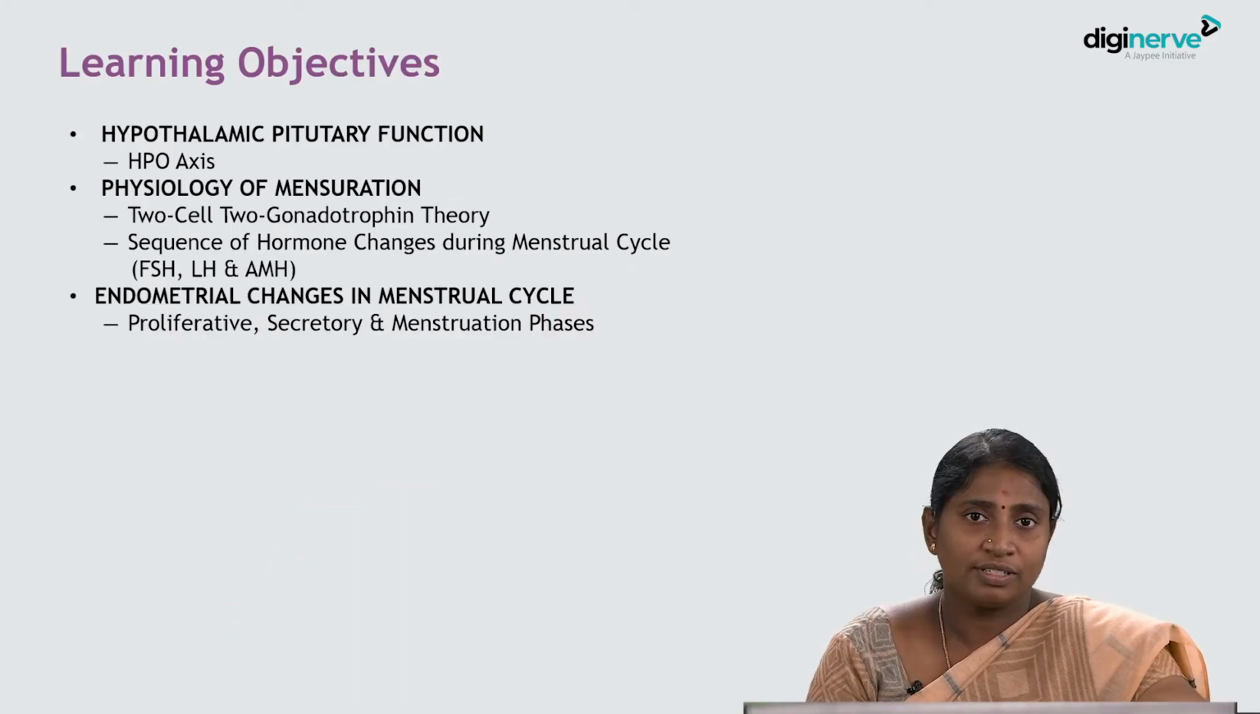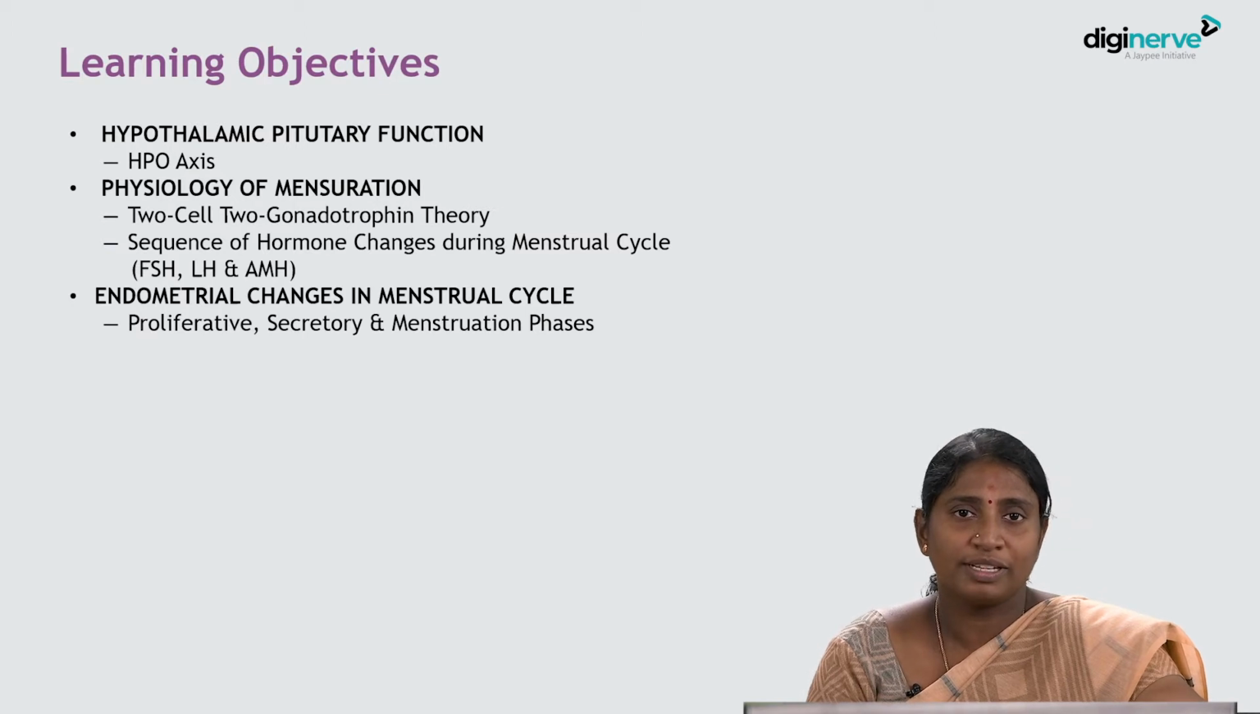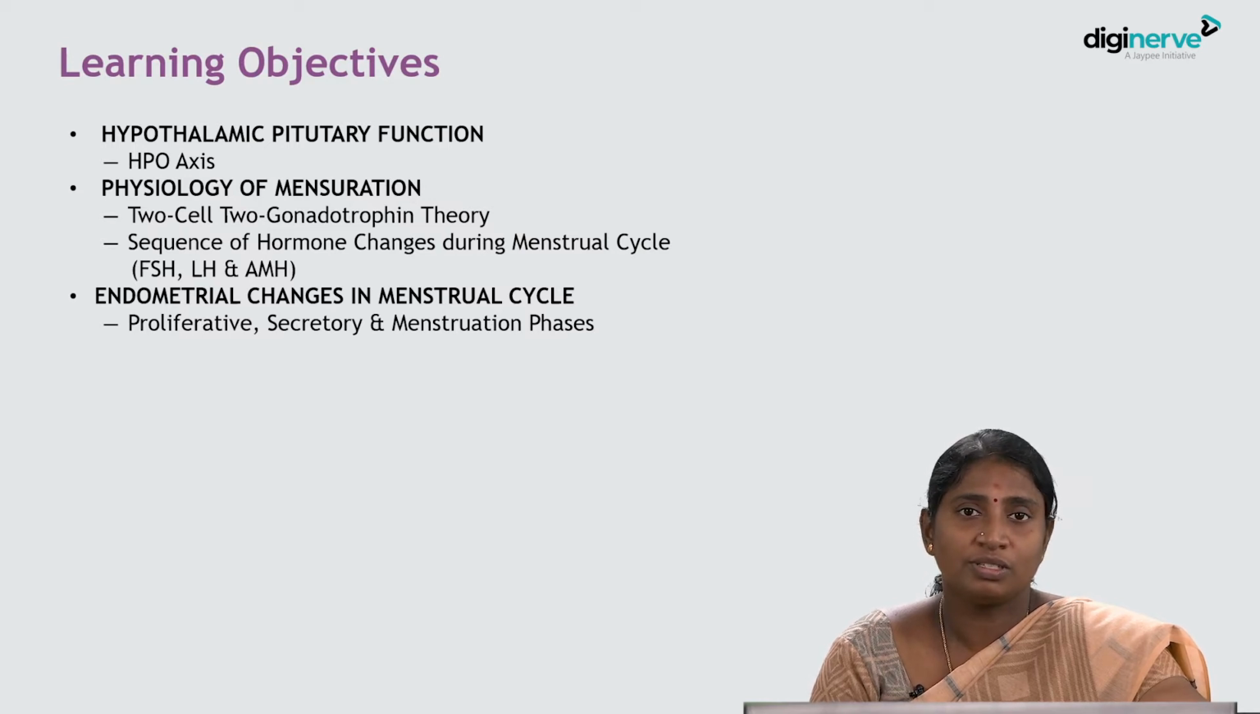The topic for presentation today is Physiology of Menstrual Cycle. Let's move on to the learning objectives. At the end of this session, the student should be able to explain the hypothalamo-pituitary-ovarian function, physiology of menstruation, including the two-cell 2-gonadotrophin theory, sequence of hormone changes during menstrual cycle, and also the endometrial changes in the menstrual cycle, including proliferative, secretory and menstrual phase.